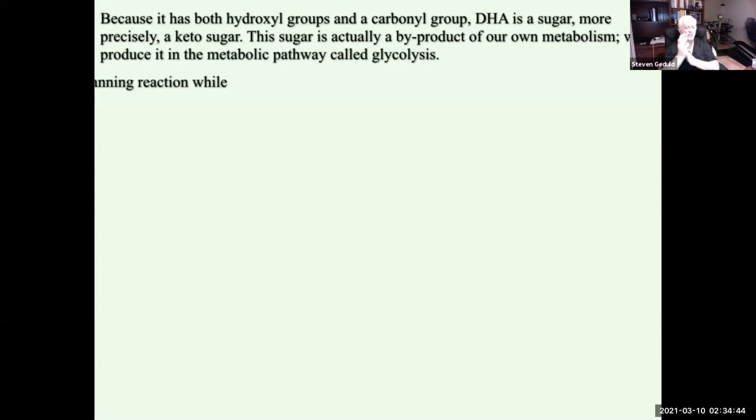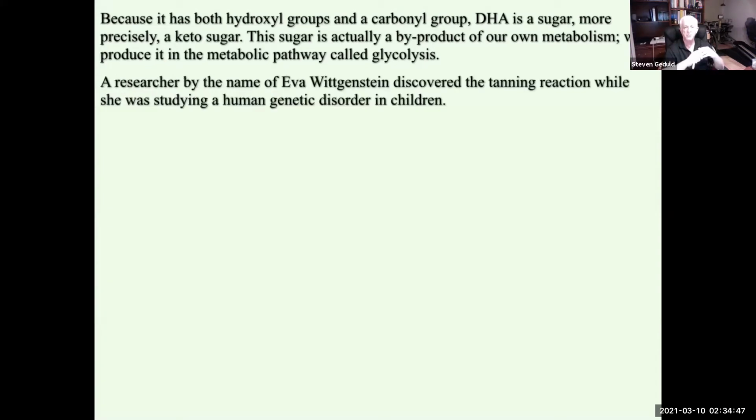A researcher by the name of Ella Winterstein discovered the tanning reaction while she was studying a human genetic disorder in children. Again, a lot of our discoveries are by mistake, just by accident. Okay. She wasn't going after a tanning product.